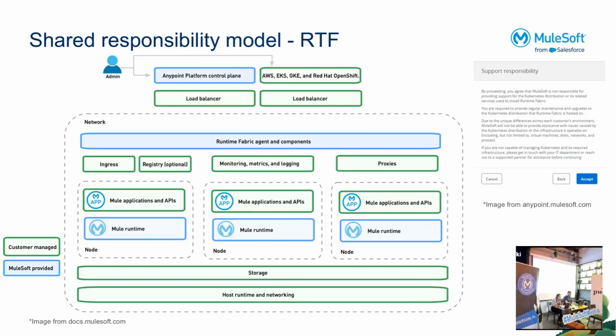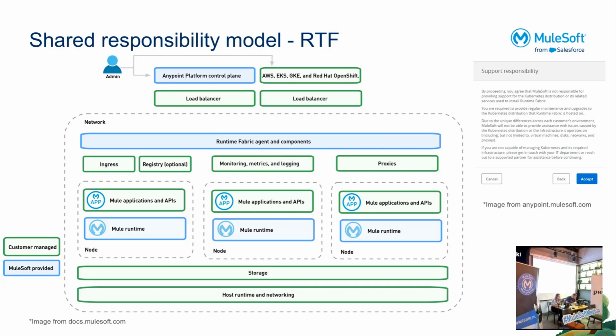So if we look at the diagram on the screen right now, you can see that the components provided by MuleSoft for RTF are the Anypoint platform control plane, of course, and the Runtime Fabric agents and components. So everything that is deployed, in our case, on the Kubernetes cluster, that will help you manage and support the deployment of the application. And Mule Runtime, which comes with the Docker images for all the runtimes, all the sidecars, containers, and everything. So that is supported.